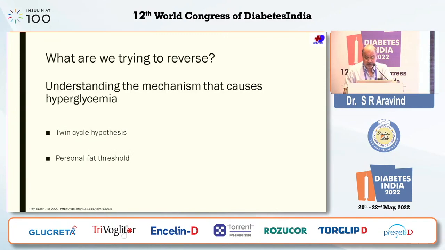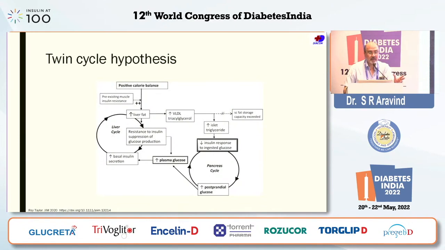I love the talk of Sandeep actually, understanding the mechanism that causes hyperglycemia, but I'll not go into his adipocyte theory. It's a very simple thing, the twin cycle hypothesis and a personal fat threshold. I'll simply bring this in because this clearly tells us that when you put on weight, you develop type 2 diabetes. Simple: positive calorie balance, increased liver fat, resistance to insulin suppression of glucose production, increase in the basal insulin secretion. So this cycle is on the liver side.